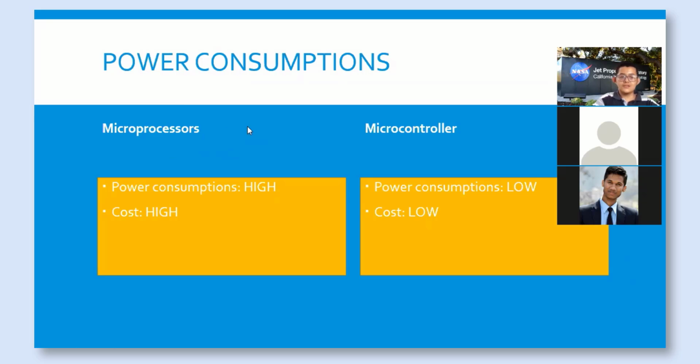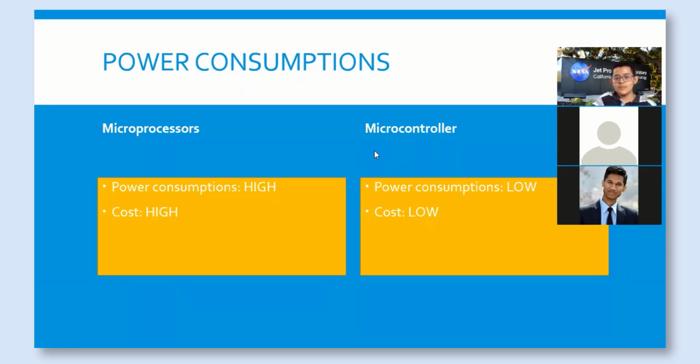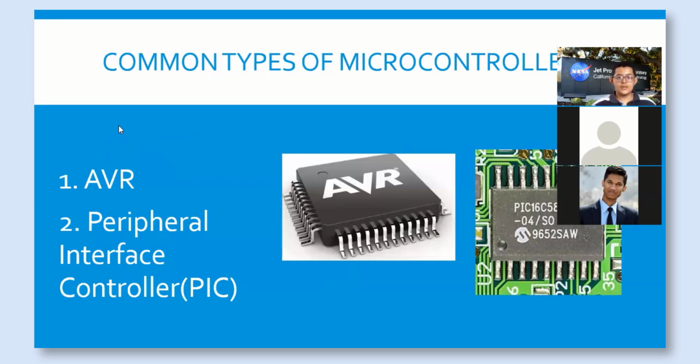And talking about the power consumption and the cost, microprocessor is a little bit more power consuming and high cost, because the RAM and the processing speed are also very high. But compared to that, microcontroller's power consumption is very low, so that we can use batteries also to power it, and it is also cost effective. So the common types of microcontroller are AVR and PIC, which is also known as peripheral interface controller. I've shown two pictures of each of them over here.